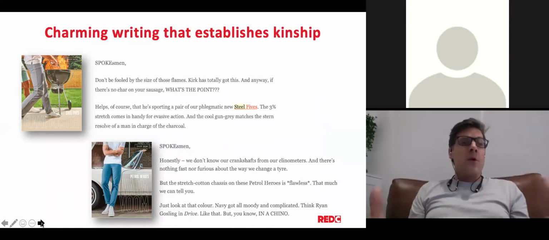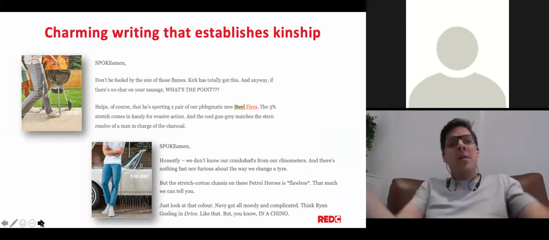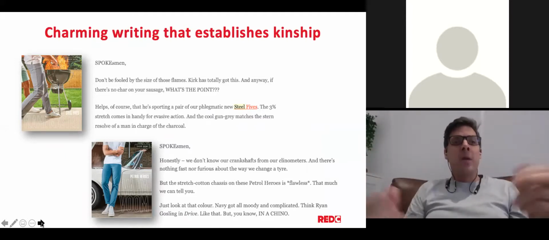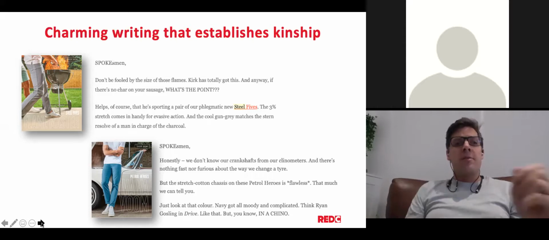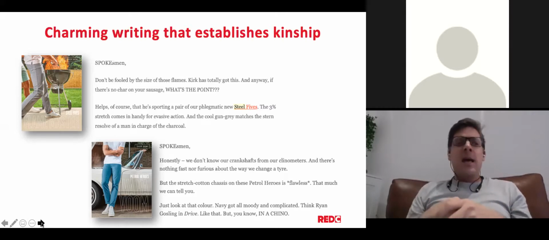The first one addresses a group of people, spokesmen. So from the outset, it's saying we're talking to you as if you're part of our gang. "Don't be fooled by the size of those flames. Kirk has totally got this. And anyway, if there's no char on your sausage, what's the point? Helps, of course, that he's sporting a pair of our phlegmatic new Steel 5. The 3% stretch comes in handy for evasive action, and the cool gun grey matches the stern resolve of a man in charge of the charcoal."